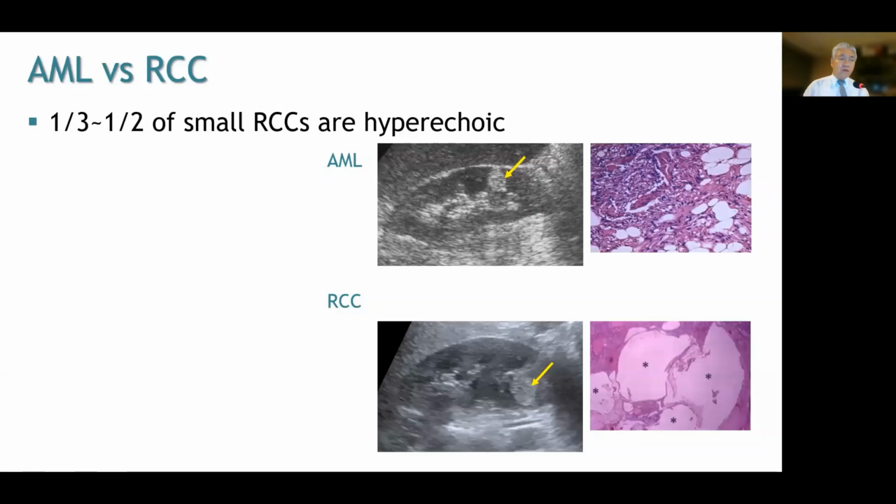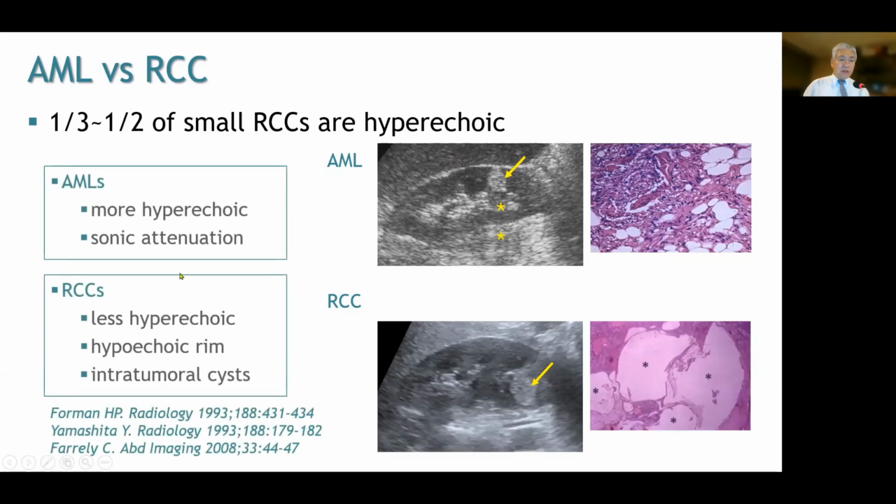It is said that about 1/3 to 1/2 of the small renal cell carcinomas are hyperechoic. Therefore, we should be careful in differentiating between a small hyperechoic renal cell carcinoma and angiomyolipoma. The upper case is an angiomyolipoma, and the lower mass is a hyperechoic renal cell carcinoma. They look quite similar, but the presence of posterior sonic attenuation in the upper mass may suggest angiomyolipoma rather than renal cell carcinoma.